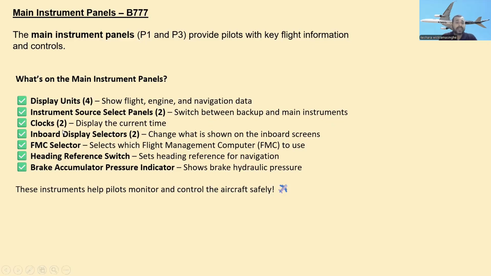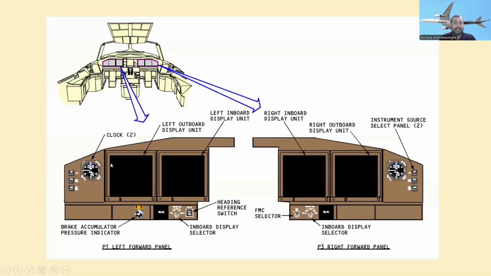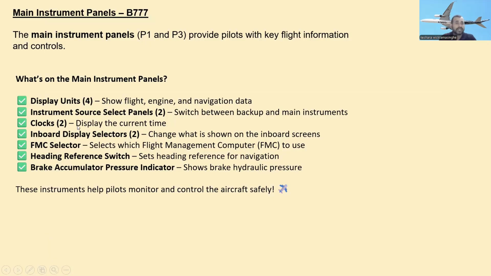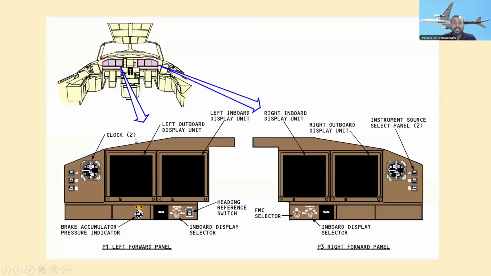And the next one, clocks. They have 2 clocks, you can see clock 1 and 2. What is their purpose? They display the current time. And next one, inboard display selectors. Where are the inboard display units?